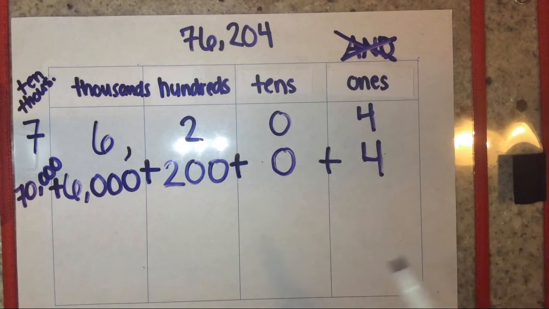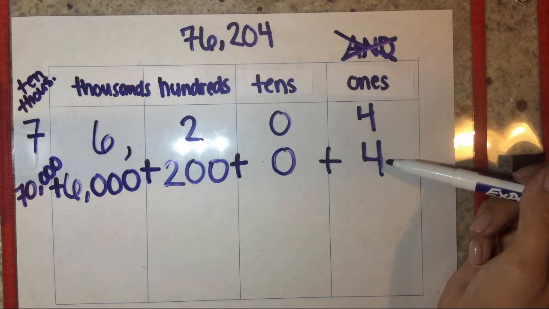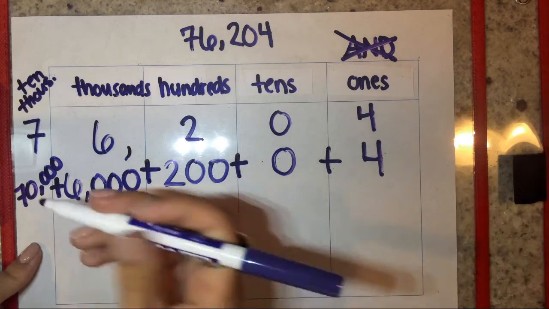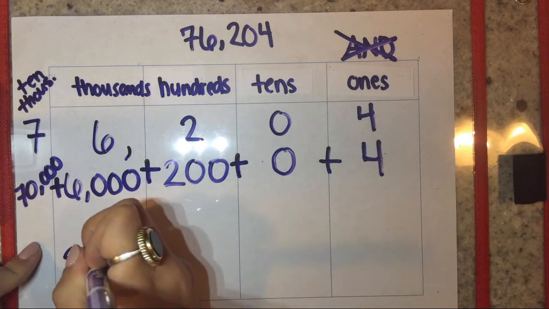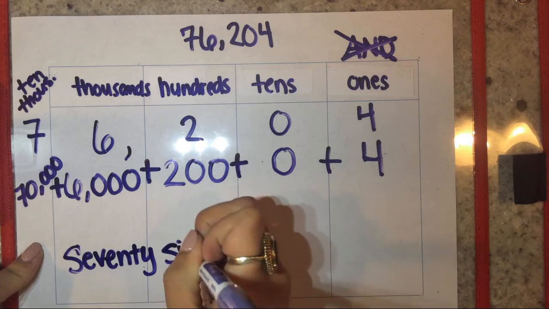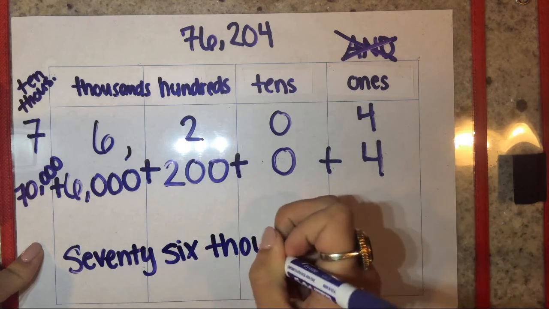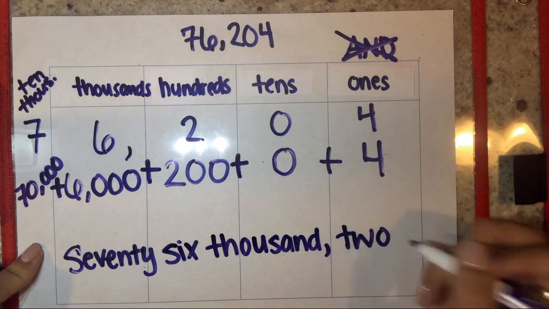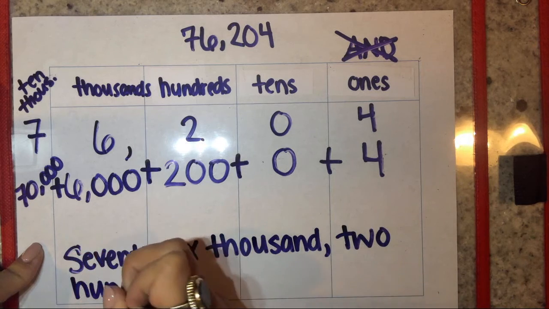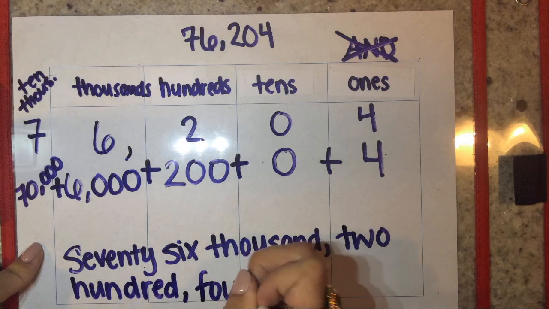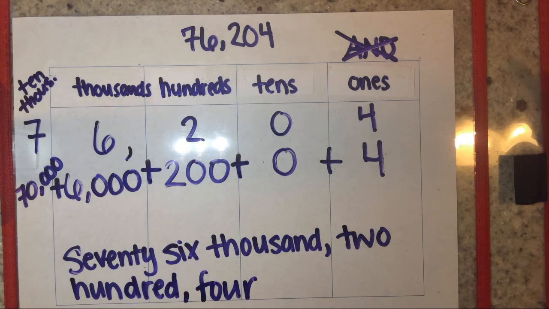Okay, now we've done standard, we've done expanded. Our next step is to write it in written form. 76,204.